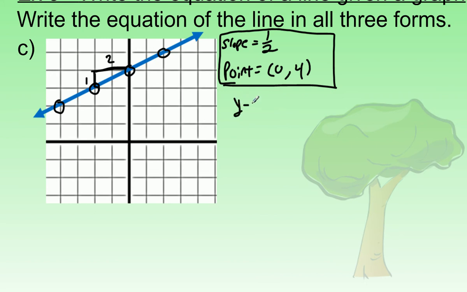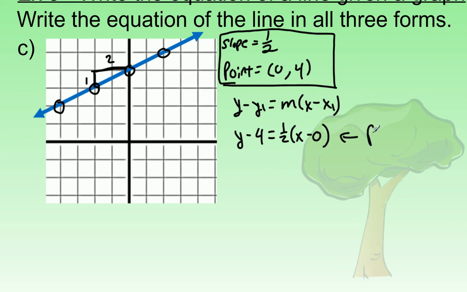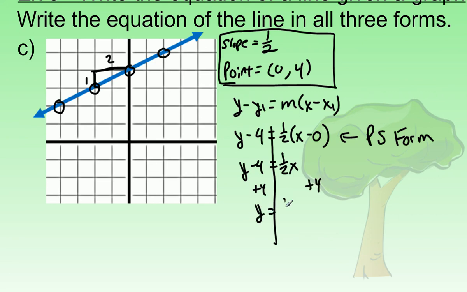So y minus y1 equals m, x minus x1. y minus the y value equals the slope times x minus the x value. And this is going to cancel out, it's going to be gone because it's just x minus 0. But for now, this is point slope form. This side becomes just 1/2 x, y minus 4. So simplifying a little bit, add 4 to both sides gives me y equals 1/2 x plus 4.